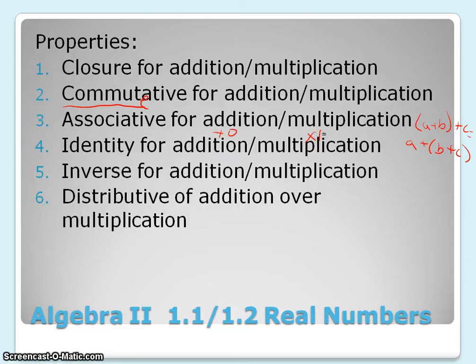Inverse is when you add or multiply by a version of the number in order to get back to the identity. So the inverse for addition, say we had x, is going to be negative x. For multiplication, if we have x, we're going to have 1 over x.